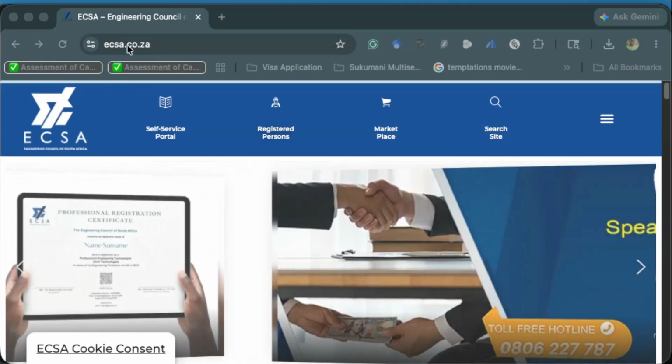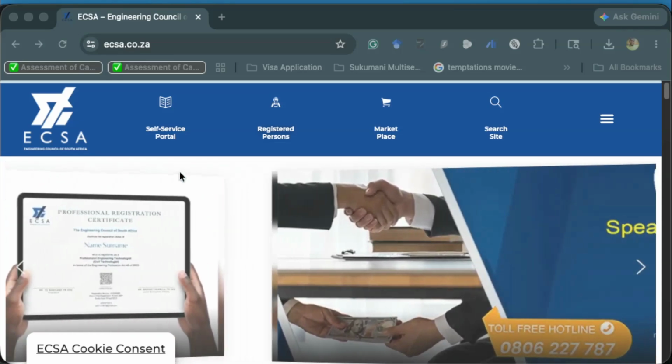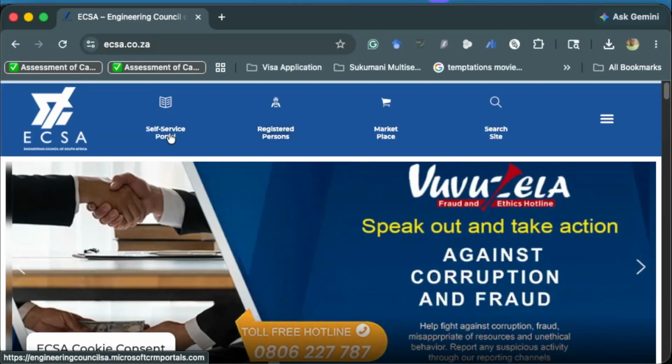Today, we are only looking at the standard route. It means you have a qualification from an institution that is accredited, you meet the minimum requirements, you are not applying for a category that is above your qualification, you are applying through the normal route. Now, I'm going to share the ECSA website so that you understand how to apply via the portal. The website is www.ecsa.co.za. For you to register, you have to go through the self-service portal.